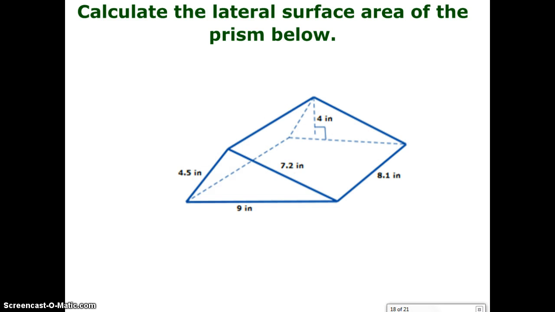Here's our next question. Again, we want the lateral surface area of the prism below. This is a triangular prism. The formula does not change for lateral surface area just because the base is a triangle. Again, pause your video.